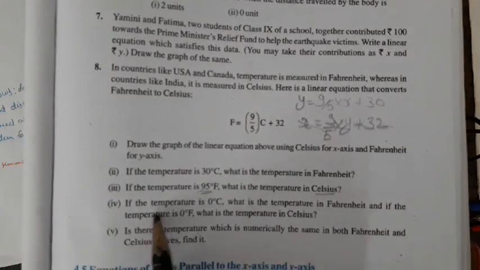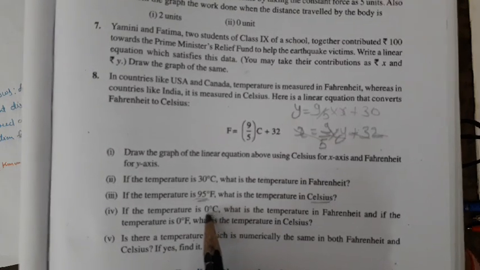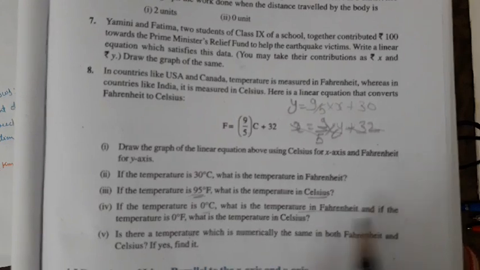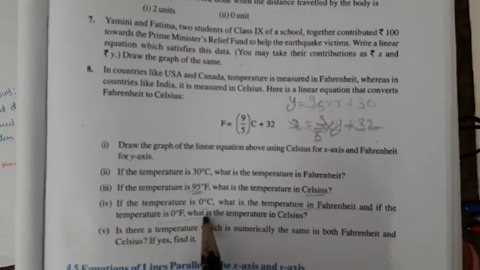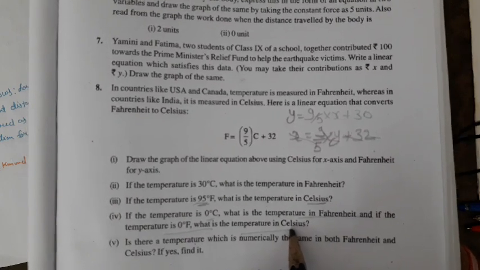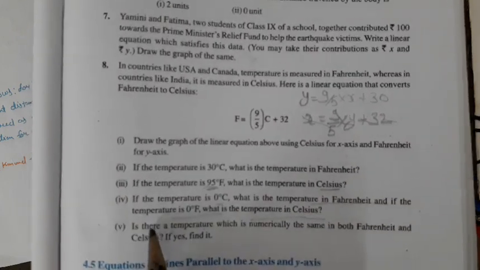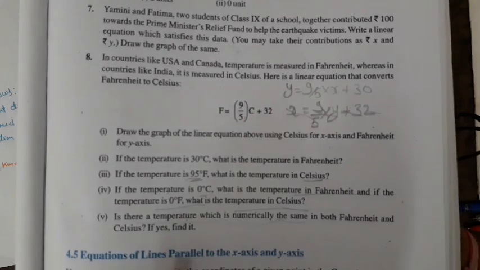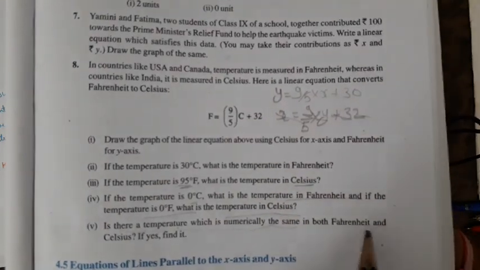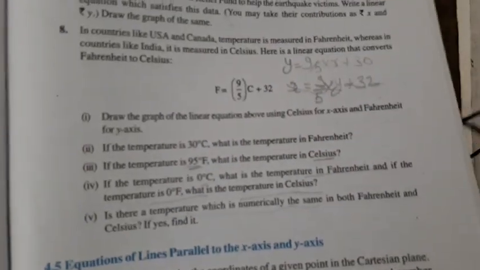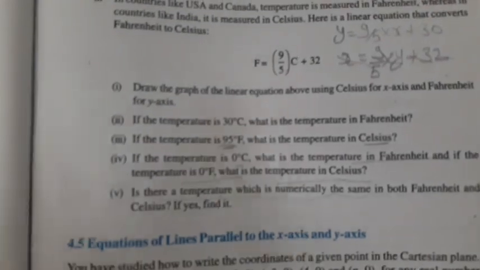Now the fourth one: at the temperature 0 degrees Celsius, which means x, you have to take 0. Then you will get the value of Fahrenheit. If the temperature is given as 0 degrees Fahrenheit, what will be the temperature in Celsius? You have to find the temperature in Celsius. Last one: is there a temperature which is numerically the same in both Fahrenheit and Celsius? If yes, find it. For this you just have to remember this thing.